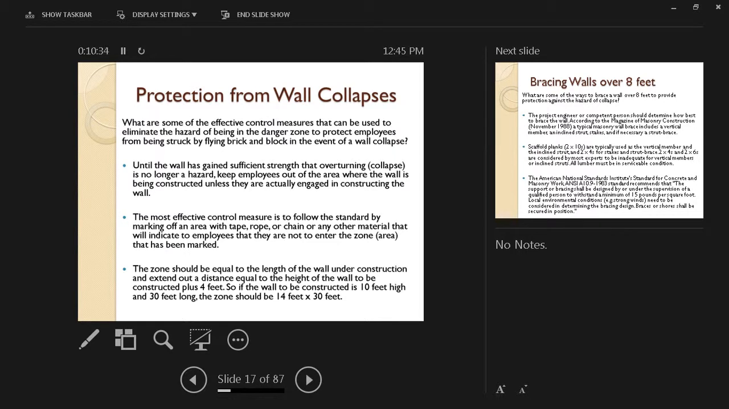What are some of the effective control measures that can be used to eliminate the hazard of being in the danger zone to protect employees from being struck by flying brick or block in the event of a wall collapse? So until the wall has gained sufficient strength, that overturning is no longer a hazard. Overturning, again, which is sort of a collapse due to strong wind or vibration around it.